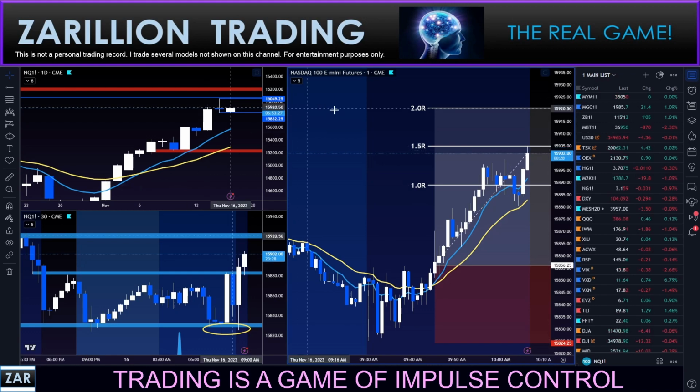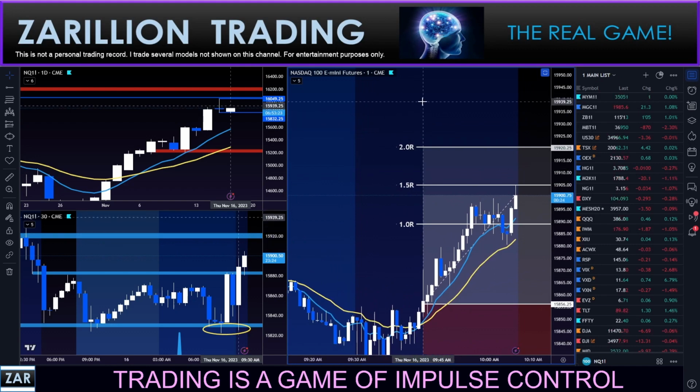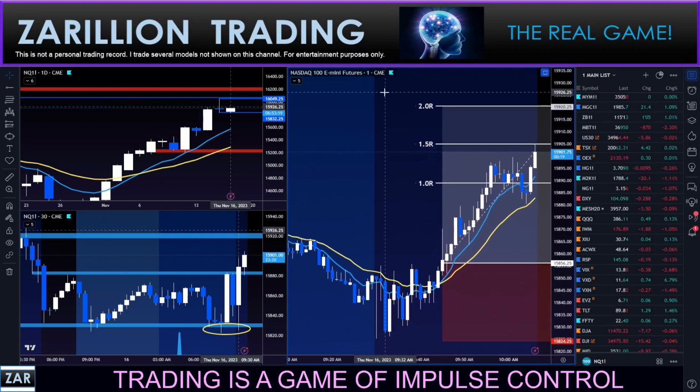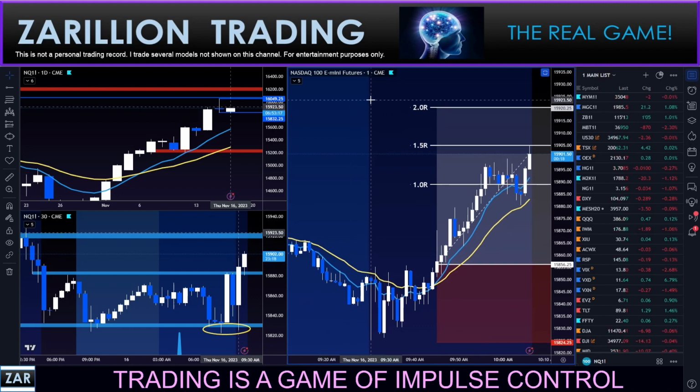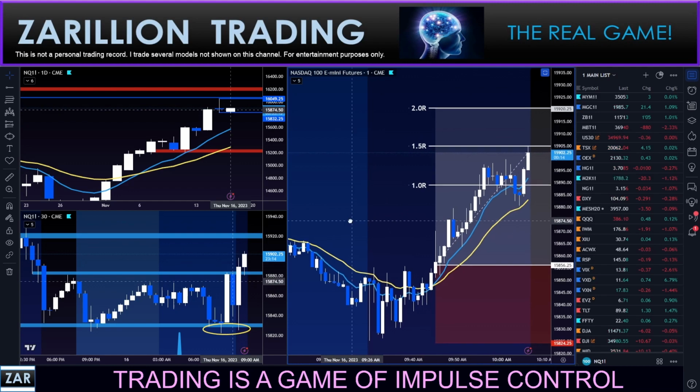Looking for that most extreme target based on our model. Now, of course, your targets may include a 3R or a 4R or even a 5R, and that's completely up to the individual trader. I just find it to be a resourceful, mechanical model to run it this way. But I'll put you back on pause and we'll see where we go from here.